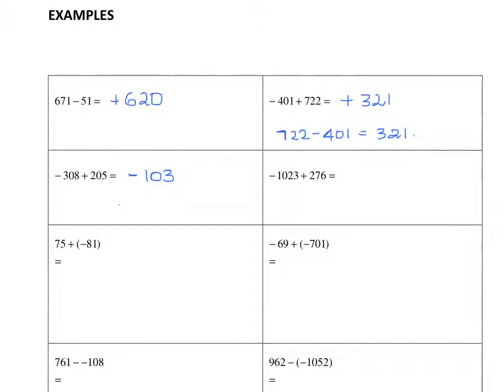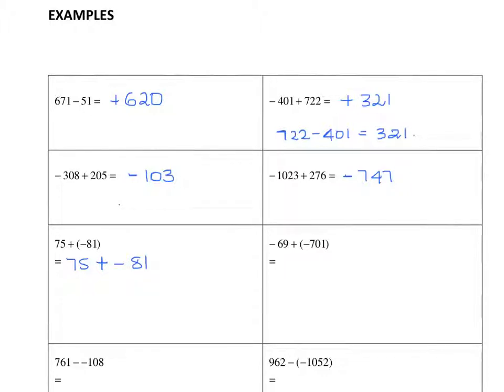Look at these two numbers. The larger number is negative, so the answer is negative. The difference between the two numbers is 747. The bracket doesn't really mean that much in these cases. You can actually just rewrite it without the bracket. It means exactly the same thing. So it could have been written as 75 add negative 81.